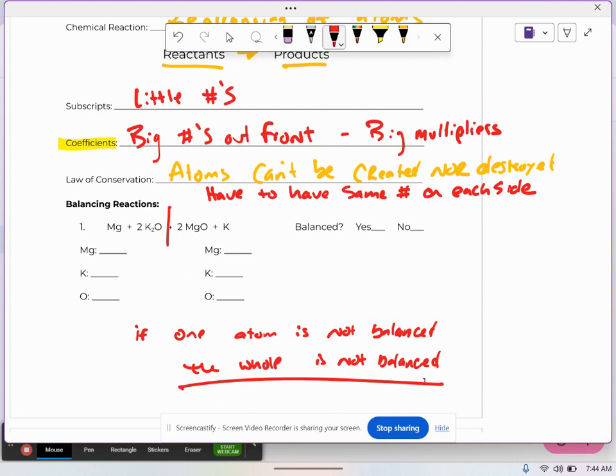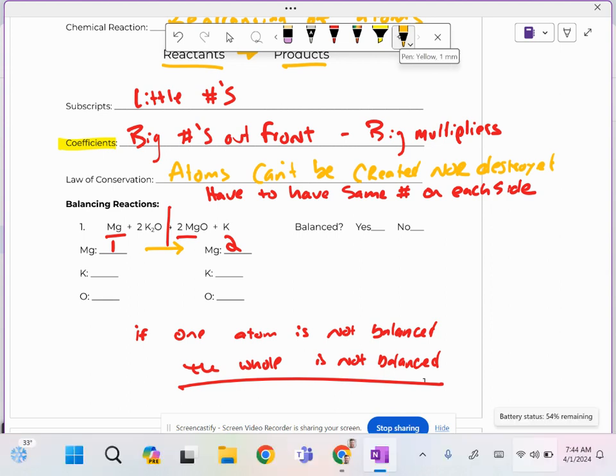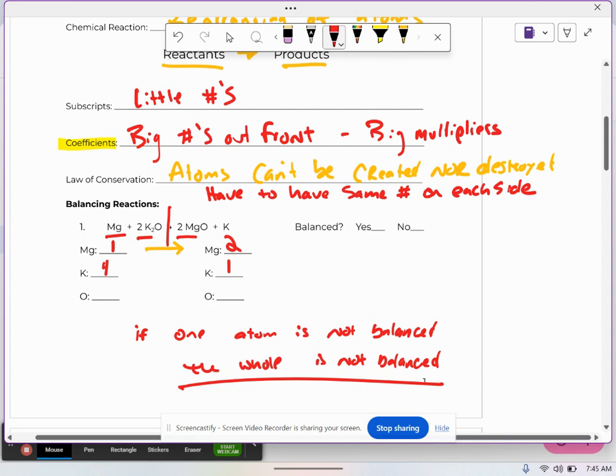All right. So I have 1 magnesium, and just work 1 atom at a time, left to right. 2 magnesium. So those are not the same. We would say 2 and 2 are the same. Okay. If I keep going onto the potassium, you would say, okay, there's 4. 2 times 2 is 4. And then I have 1 over here. Once again, those are not balanced.